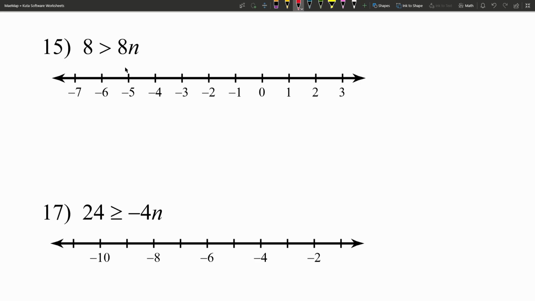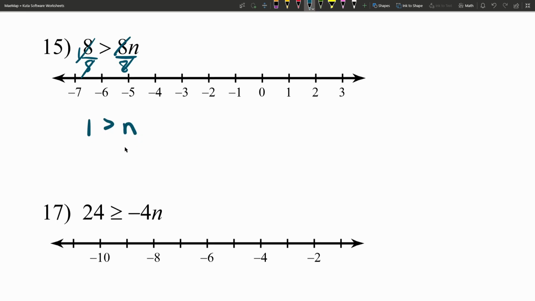For number 15, 8 is greater than 8n. Again, our variable is on the right-hand side, but that's okay. We're going to divide by an 8 at the start. 8 divided by 8 is 1, and 8 divided by 8 is 1. So we're going to get that 1 is greater than n.